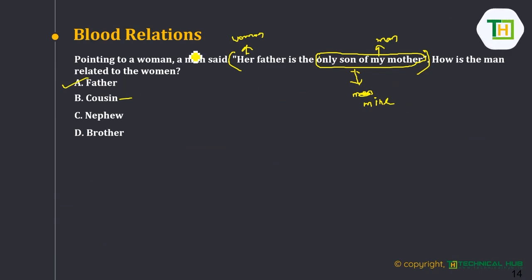So this is not "women", it is "woman". That was a typing mistake, I think. How is the man related to the woman there? The woman is the daughter of the father. That means the man is the father of that woman. Okay, it is very clear. The only son of my mother is nothing but that speaker only, and her father is the speaker. So the man is related to the woman as father.